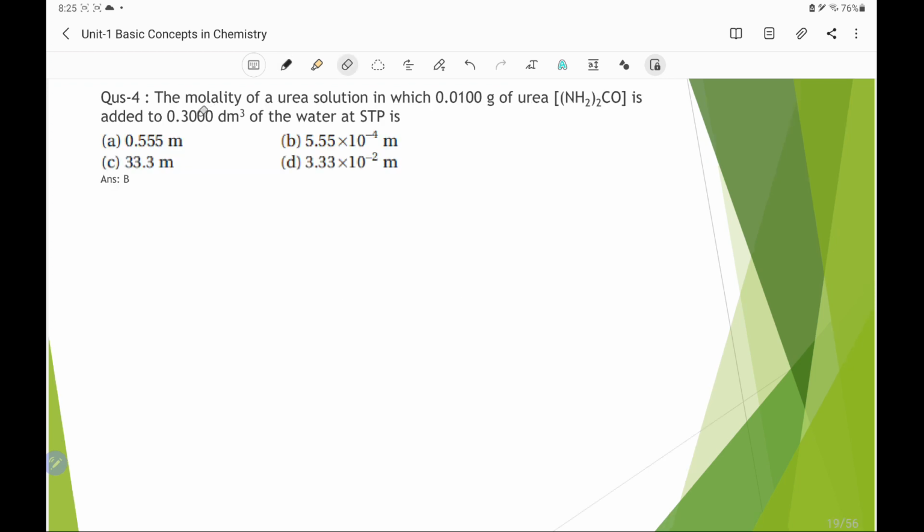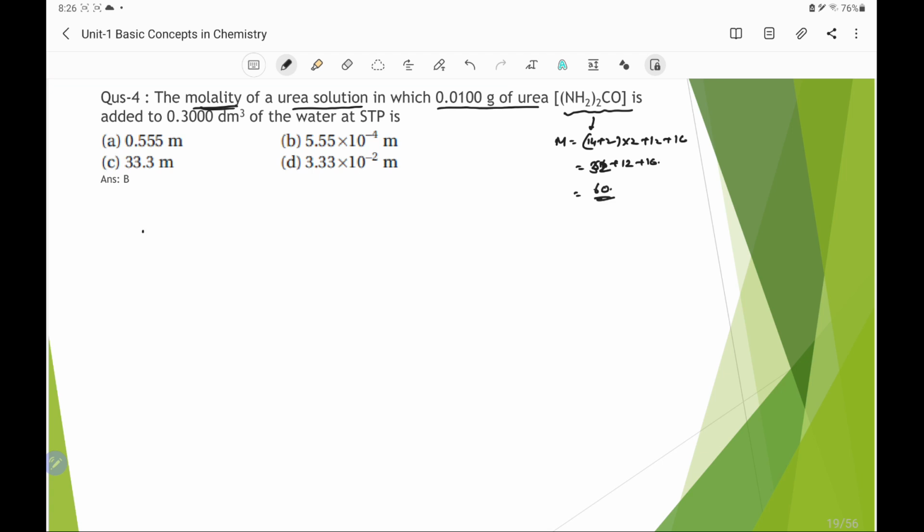Next question is the molality of the urea solution in which 0.0100 gram of urea is dissolved. Urea is NH2 twice CO, and to find the molecular weight, it will be 14 plus 2 into 2 plus 12 plus 16. So it will be 28 plus 4 plus 12 plus 16, which gives 60.